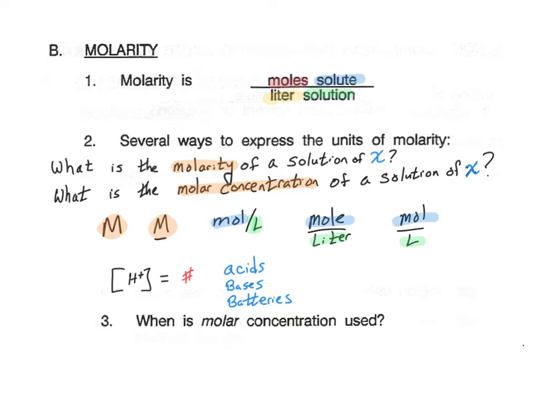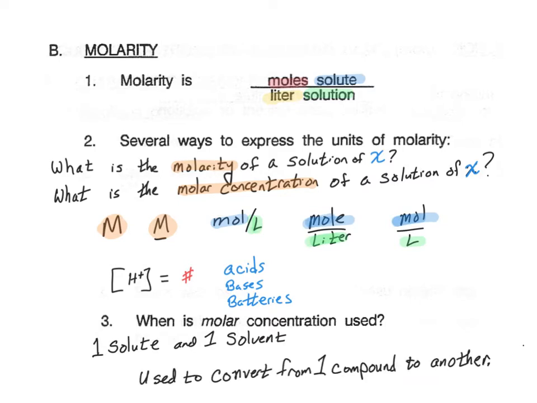So when is molar concentration used? Well, it is most commonly used when I have just one solvent and one solute. It is also commonly used for us to convert from one chemical to a different chemical because we can see how they react with each other or how much product is produced. So molarity is used for a lot of chemical calculations.